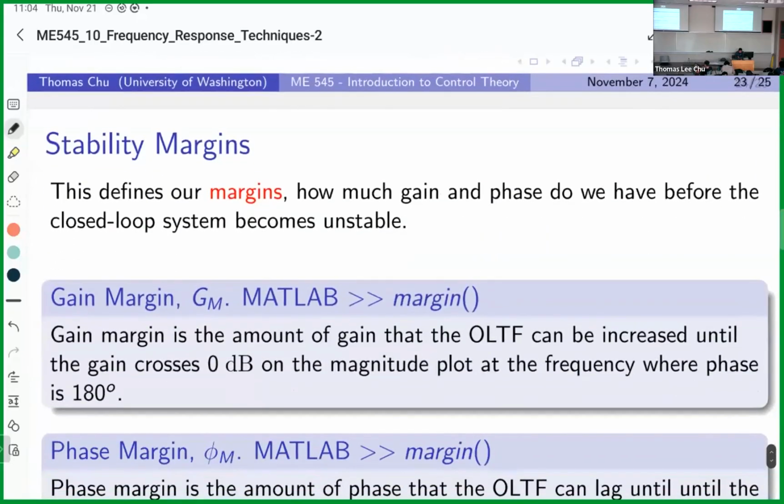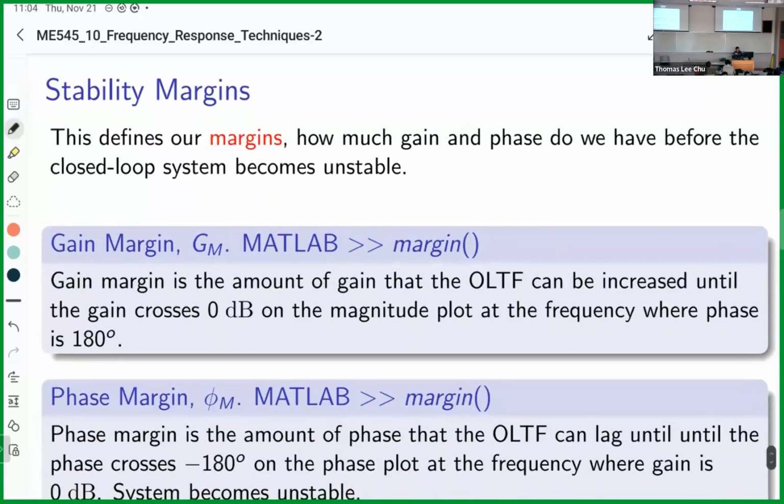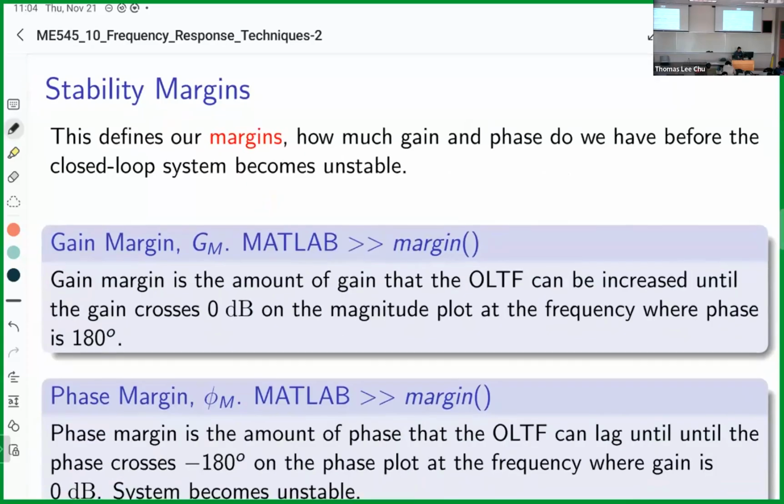So this defines our margins and how much gain and phase our system can handle before we become unstable. The reason we want positive phase margin is that phase margin is how much time delay our system can handle before becoming unstable. The gain margin is saying how much gain we can increase on that system before it also becomes unstable. How much gain can we increase in the open loop transfer function?